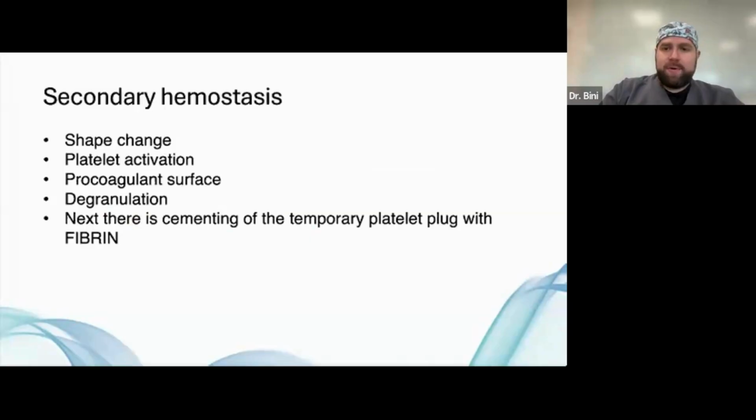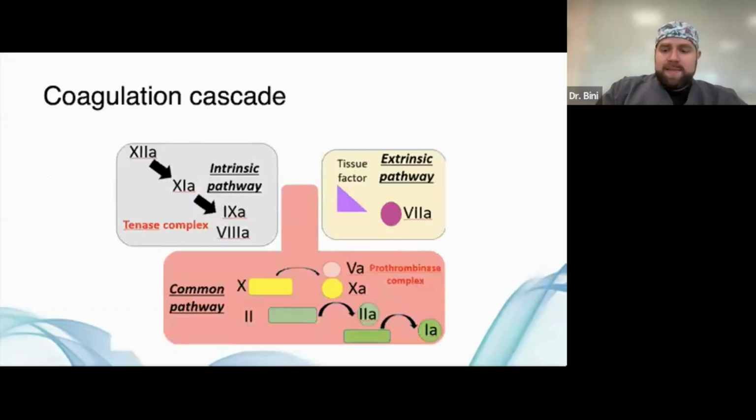And then after primary hemostasis occurs, you have secondary hemostasis. That's where you have a little bit of a shape change of the clot, the platelets get activated, the surface of those platelets gets filled with procoagulant receptors. You have platelet degranulation, and then basically you have the cementing of the temporary platelet plug with fibrin, okay? This is where the dreaded coagulation cascade comes into place.